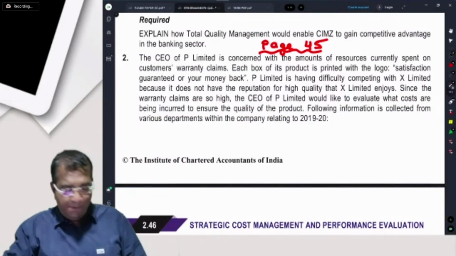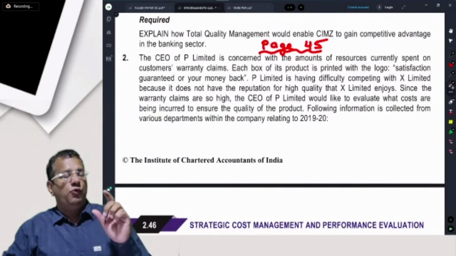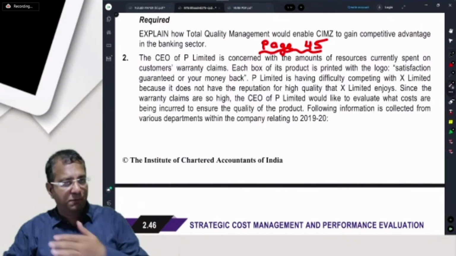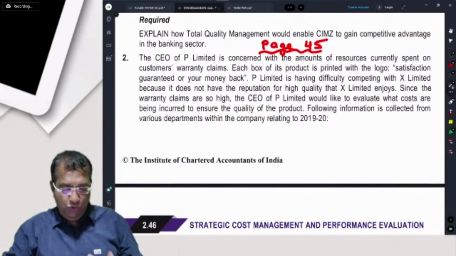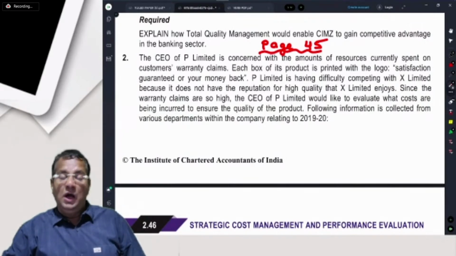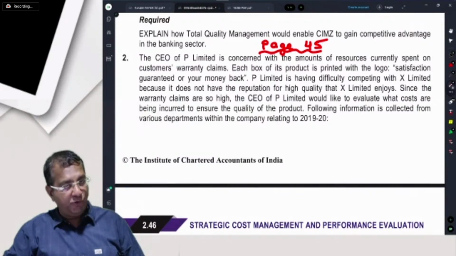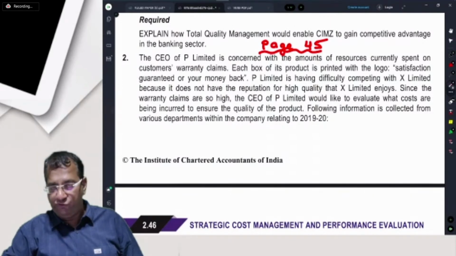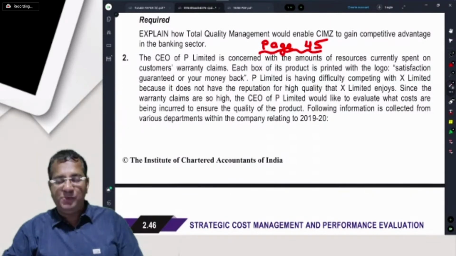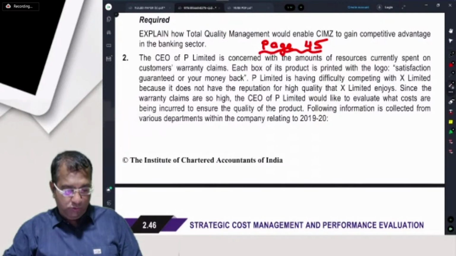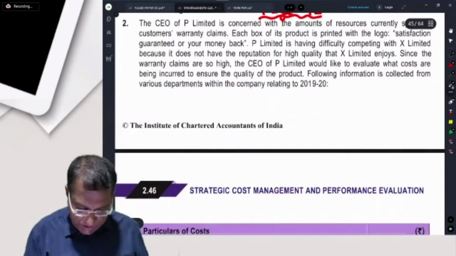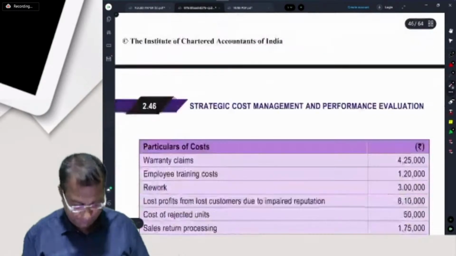So my company is P Limited. Whatever product I am selling, a logo is printed on that, satisfaction guaranteed or your money back. But we are facing a huge issue in the warranty claim. Our competitor X Limited has a superb reputation for quality product, which we don't have right now because of the external failure in the form of warranty cost. So now the CEO of my company wants to evaluate what costs we are incurring in the form of cost of quality. So the information given to us is of 1920.